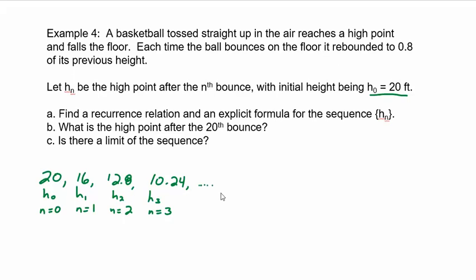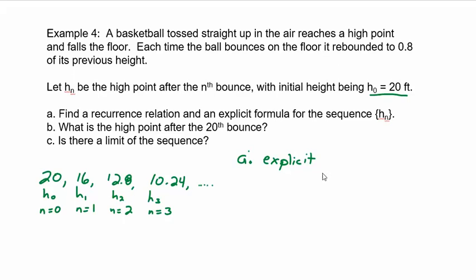And this would continue. All right, so find a recurrence relation and an explicit formula. So we're trying to find two different formulas here for h sub n. Which one do you want to do first? Let's do the explicit formula first.